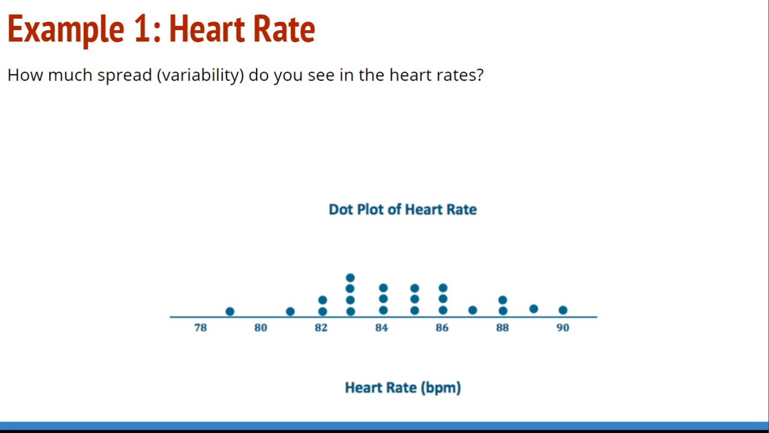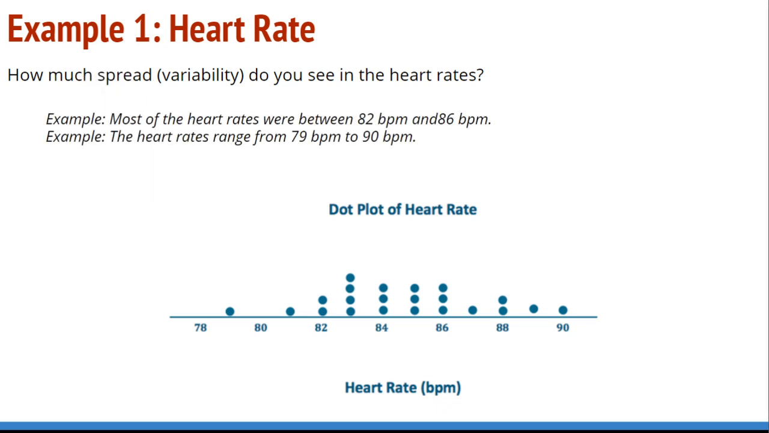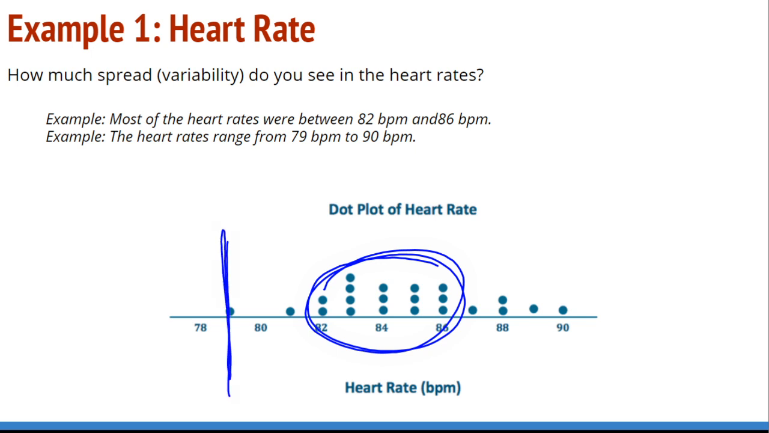Now they use the word here spread, variability. What is the data spread over? What is the variability? Well, we could look and say most of the heart rates fit in the range of 82 to 86. We could describe it as the data goes from 79 to 90. Once again, I'm just trying to come up with some way to describe what I'm seeing.